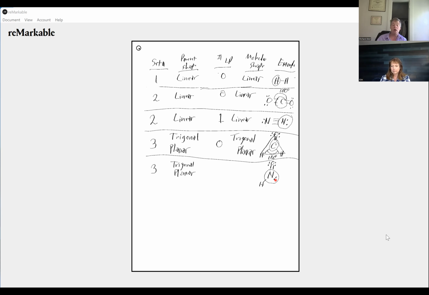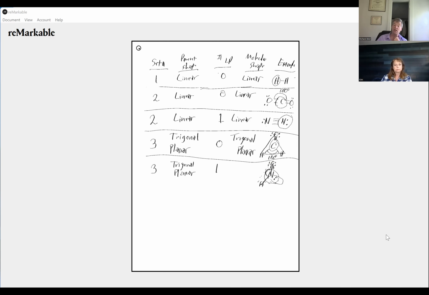But this time we have one lone pair on that nitrogen. The number of lone pairs is not 0, which means that the molecular shape will not be the same as the parent shape. So what do you have? You have basically 3 things in this lone pair. It has to take up space as well. So you have 3 things around the central element. So we start off with trigonal planar, but we only have 2 atoms attached to it.